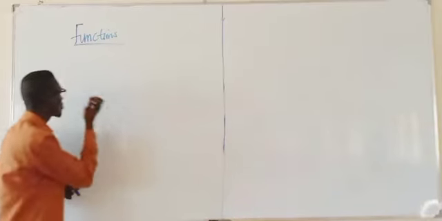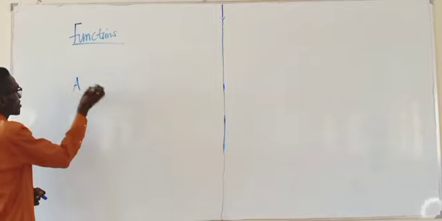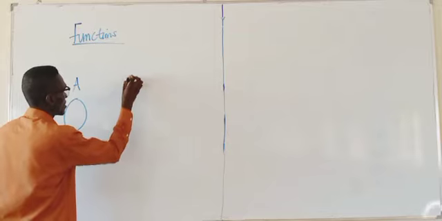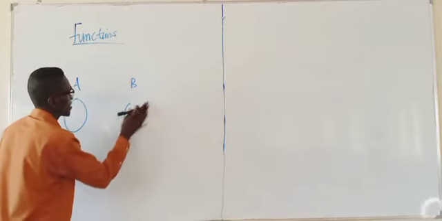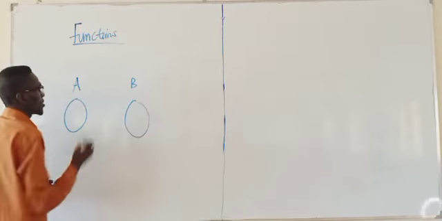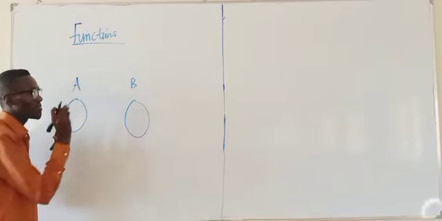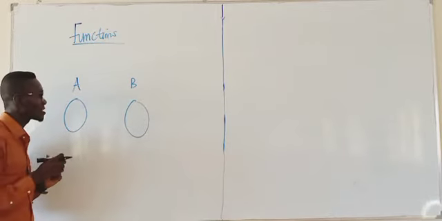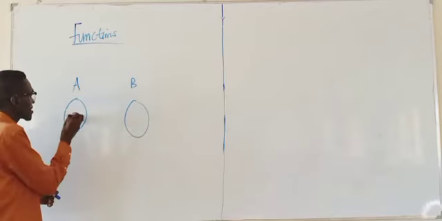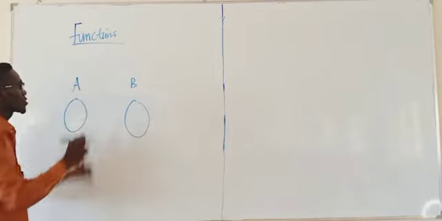Suppose I have two non-empty sets. Let's understand it diagrammatically. Let's call this set A, and let's call this set B. They are both non-empty. When I say non-empty, it means they have elements in them. Even if I just write 0, 0 is an element, so this is a non-empty set. So these are two non-empty sets.